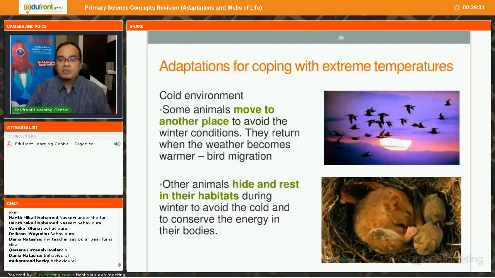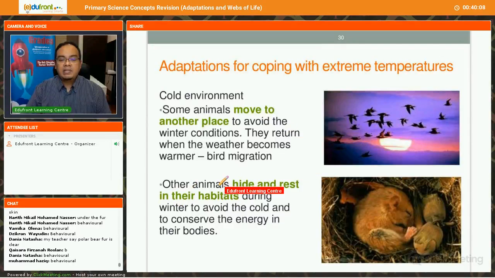Let's say winter is approaching. What happens is that these birds will migrate either to the central part of the earth near the equator, or they will fly a very long distance to the southern hemisphere, probably to Singapore or Australia, to escape the winter in the northern part, in Europe. So the birds fly for a very long period of time, and once winter finishes, they will fly back to their original place.